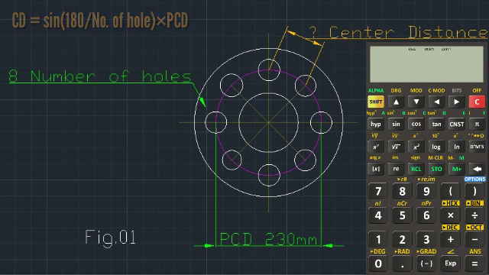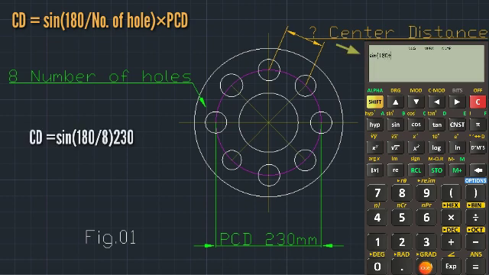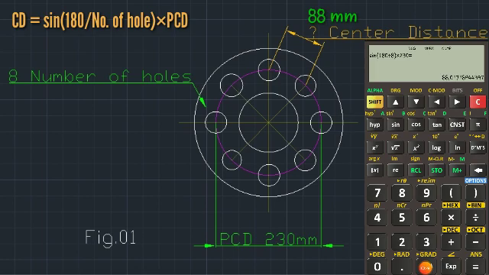The formula is center distance equals sine of 180 over the number of holes, times PCD. PCD is the pitch circle diameter. Now, that is 8 holes: 1, 2, 3, 4, 5, 6, 7, 8. So sine 180 over 8, times the PCD, that is 230. That gives 88.01718 mm, and that is the center distance in figure 01.